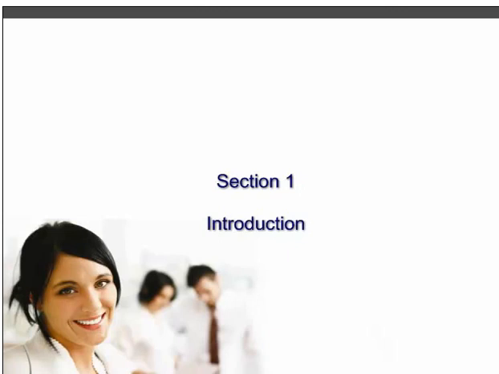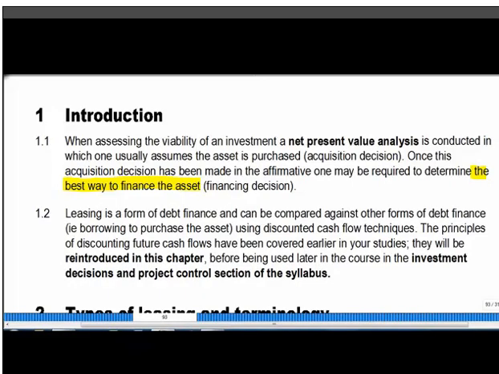In this chapter we're going to assume that we've made a decision about an investment, presumably using NPV analysis, which we're going to look at in more detail later in the course. And that having made the decision to invest in an asset, you then start to think, well, might it be better to use a lease instead of a bank loan? Both leases and bank loans are different forms of debt finance.